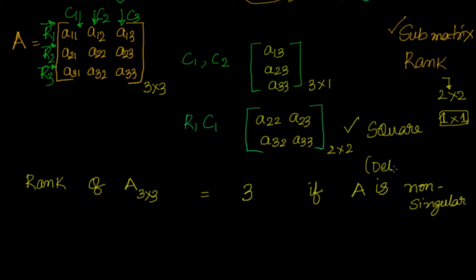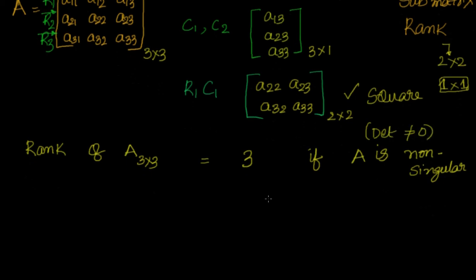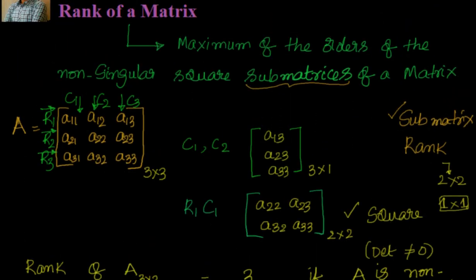So can I say det is not equal to 0? Okay, next, what else can it be? It can be 2. When will it become 2? Just now we have seen. When will it become 2?